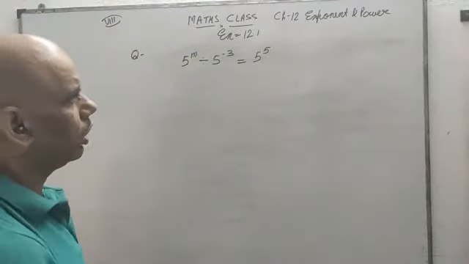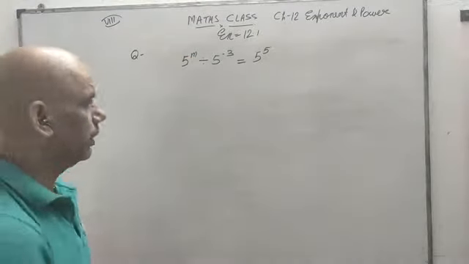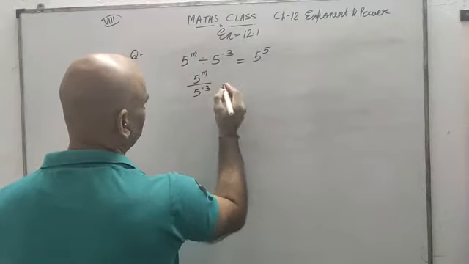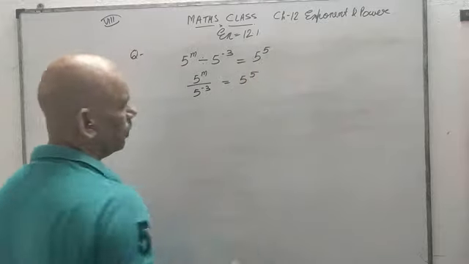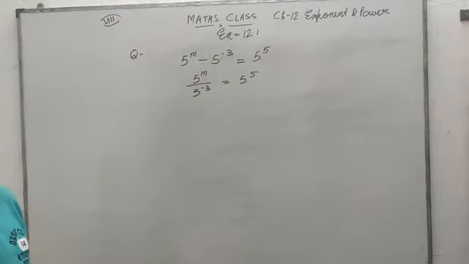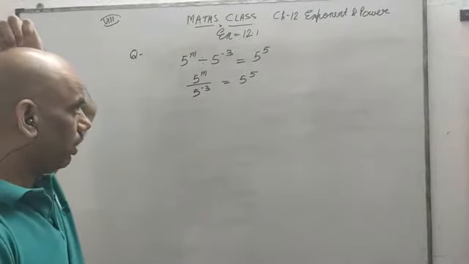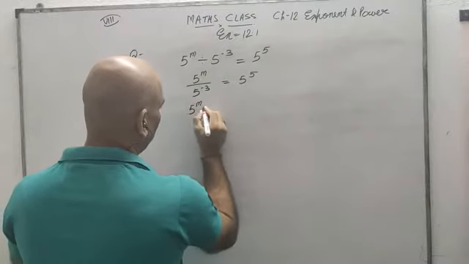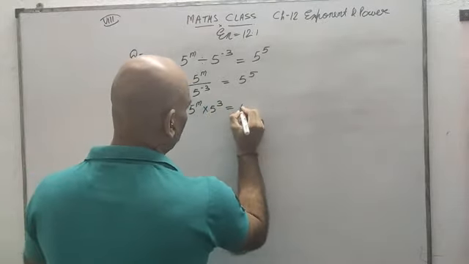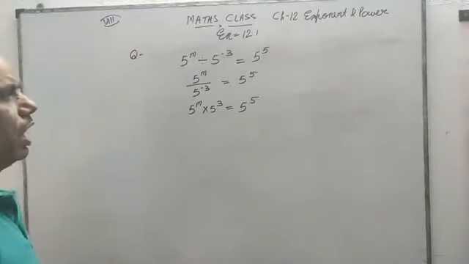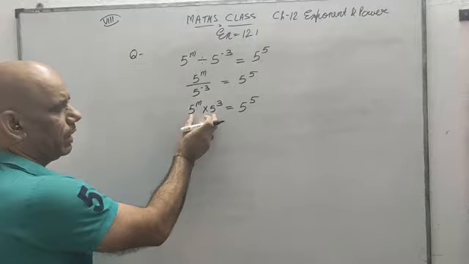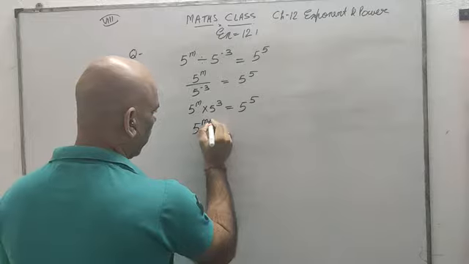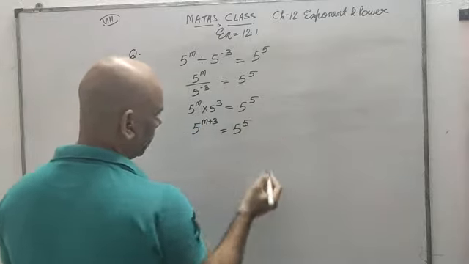So we will apply the laws of exponent, and thereafter we will see what can be done. This can be written as 5 to the power m upon 5 to the power minus 3 is equal to 5 to the power 5. So we can make the negative exponent positive by changing its place. It is in the denominator. When it goes in the numerator, it will become positive. So it will become 5 to the power m into 5 to the power 3 is equal to 5 to the power 5. Now according to the first law, when the base is in multiplication, powers will be added. 5 to the power m plus 3 is equal to 5 to the power 5.